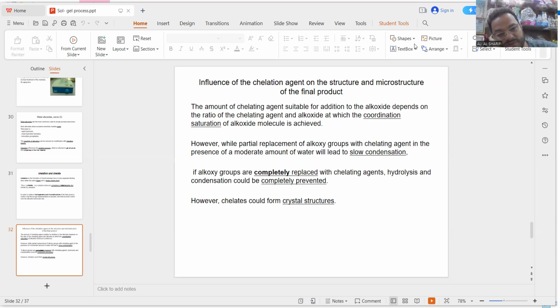If alkoxide groups are completely replaced with gelating agent, and here it's critical information, that means we will not have the hydrolysis and condensation process because they will prevent it. However, gelates could form a crystal structure.